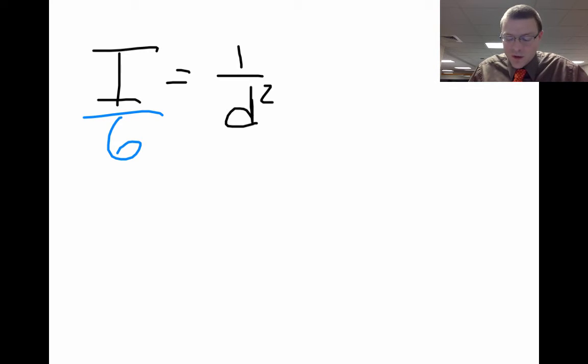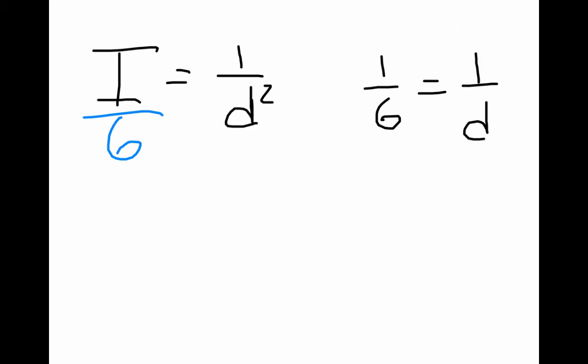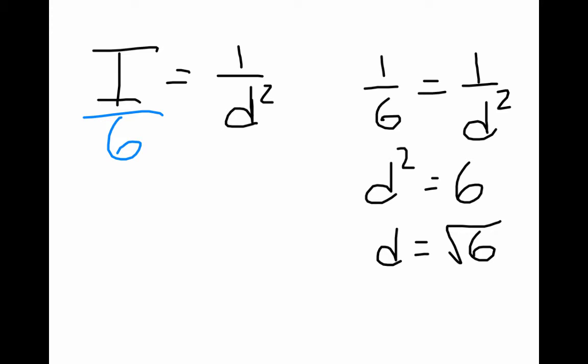So if I'm doing 1/6 equals 1 over d squared, I need to set that equal and solve for d. So really I get d squared equals 6, and if I want to solve for the distance, it's the square root of 6. You can do that in a calculator and it will tell you exactly how far away you'd have to get to drop your light intensity by a factor of 6.